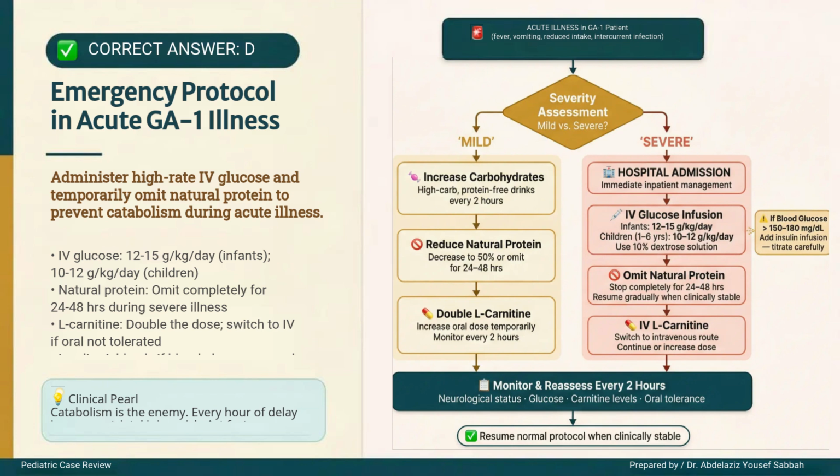If blood glucose exceeds 150 to 180 milligrams per deciliter, add insulin infusion carefully. Monitor and reassess every 2 hours, including neurological status, glucose, carnitine levels, and oral tolerance. Remember, catabolism is the enemy, and every hour of delay increases striatal injury risk.